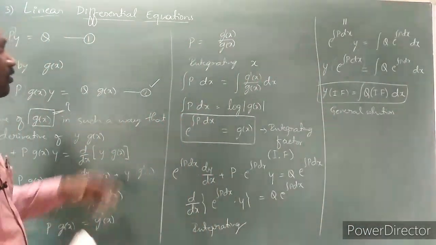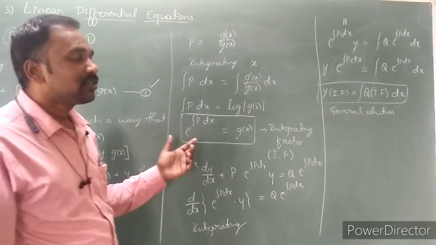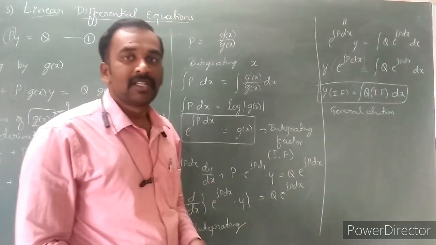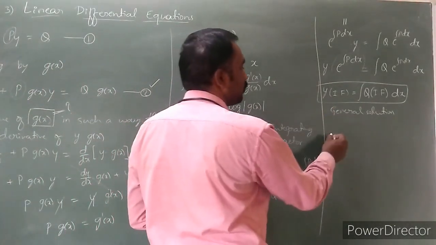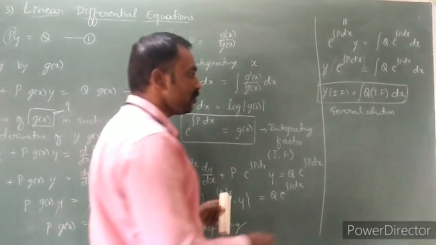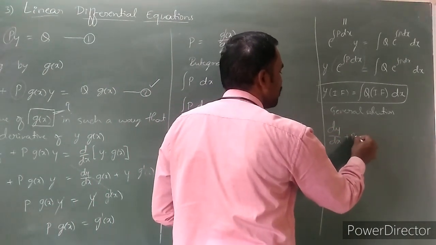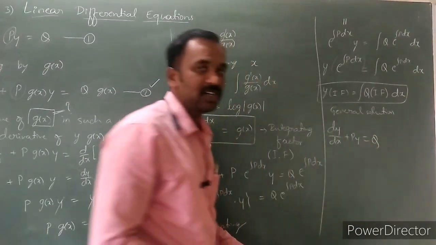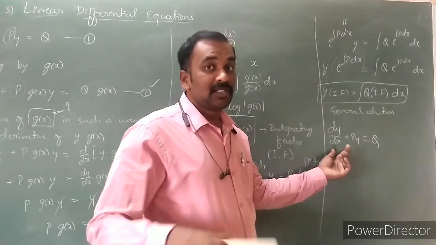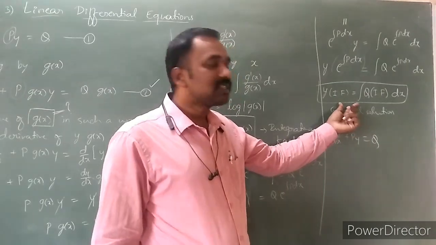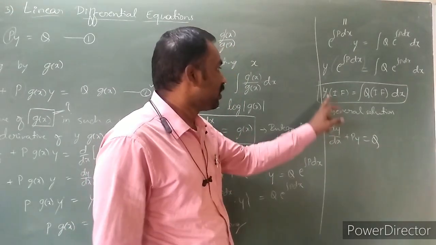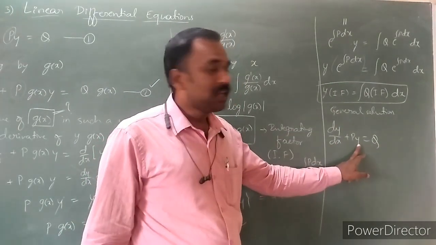A linear differential equation of the form dy by dx plus py is equal to q. Then we need the general solution for that. So we already know dy by dx plus p into y is equal to q. This differential equation's general solution is required. If we use this formula, we will get the general solution. y as it is, this y only.